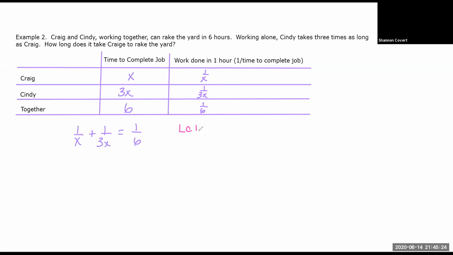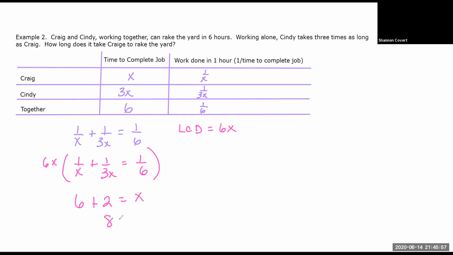My least common denominator is going to be 6x. When I multiply everything times 6x, I've got 6x times 1 over x plus 1 over 3x equals 1/6. 6x times 1 over x gives me 6. 6x times 1 over 3x gives me 2. 6x times 1/6 gives me x.